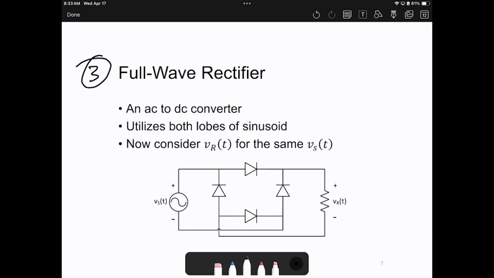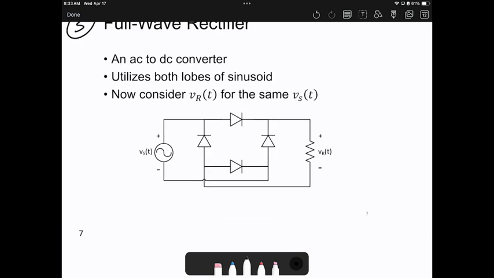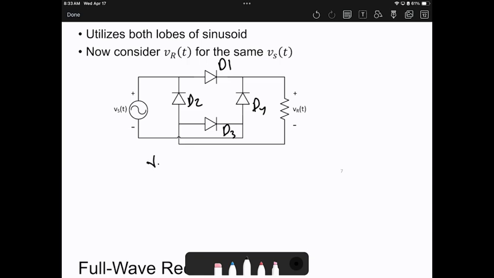Full wave rectifier, it's based on 4 diodes. This is called D1, D2, D3, D4. So what's happening when V source larger than 0, D1 and D3 are short circuits, actually the odd ones are short circuit, and the even ones, D2 and D4, are open circuits.